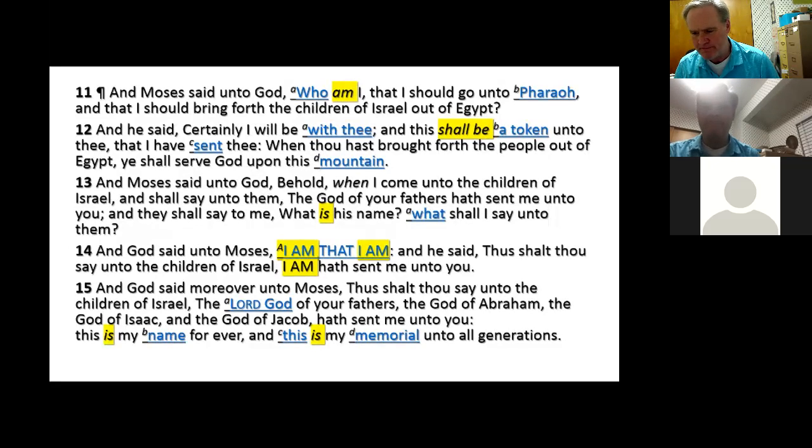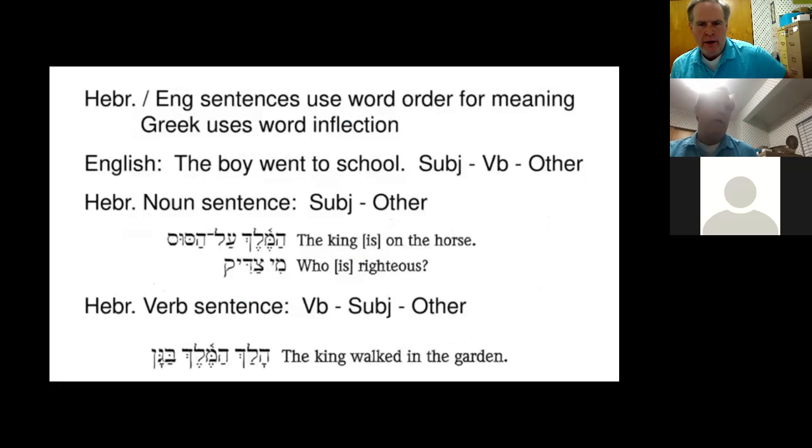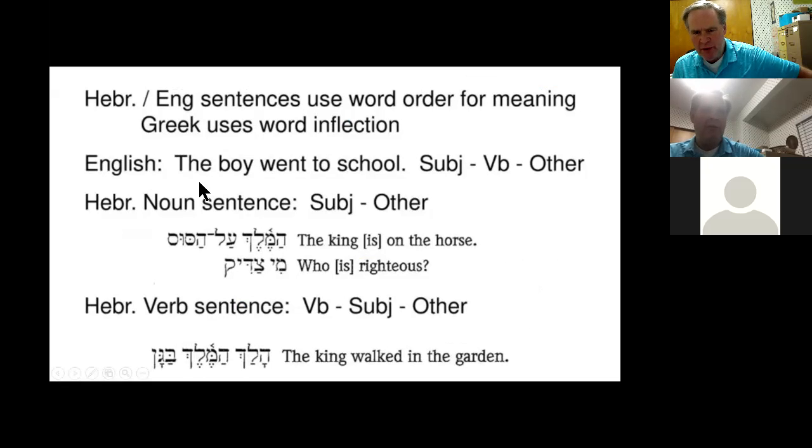Okay, moving on. So in English, we use order for meaning. In Hebrew, they do it differently. So, the boy went to school.